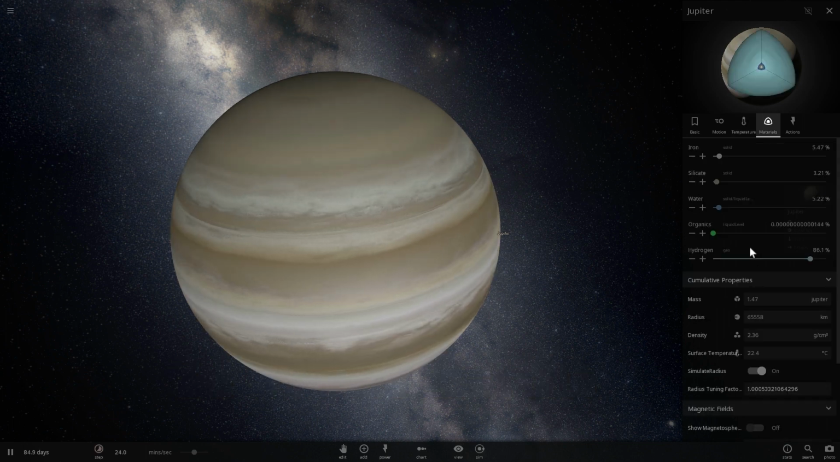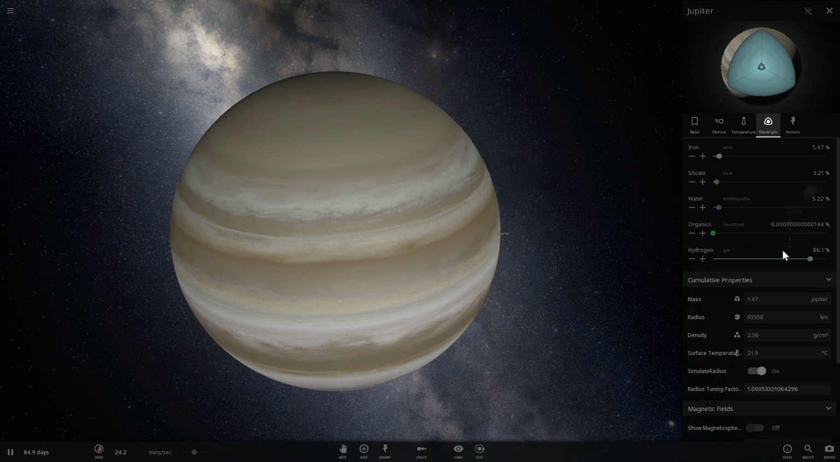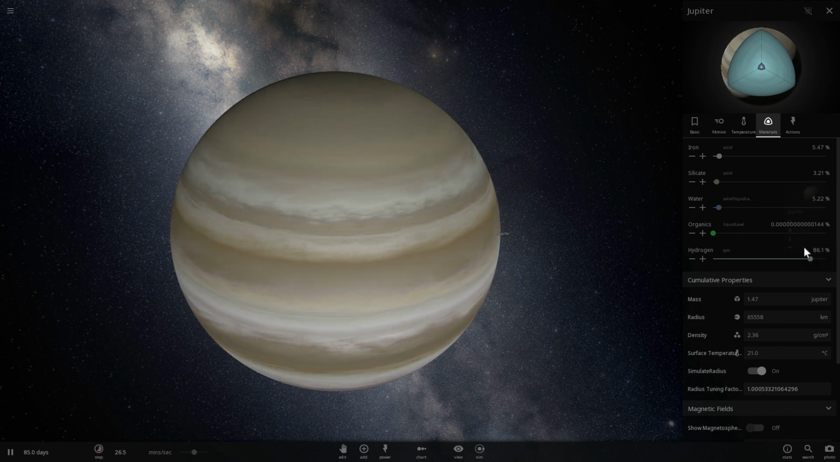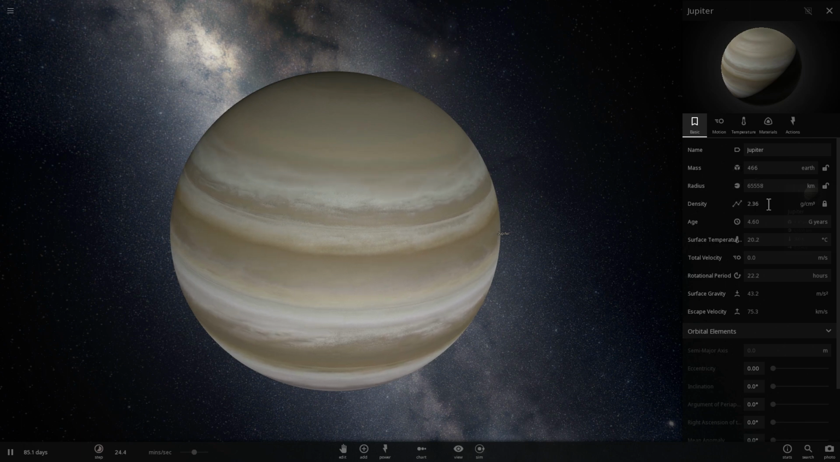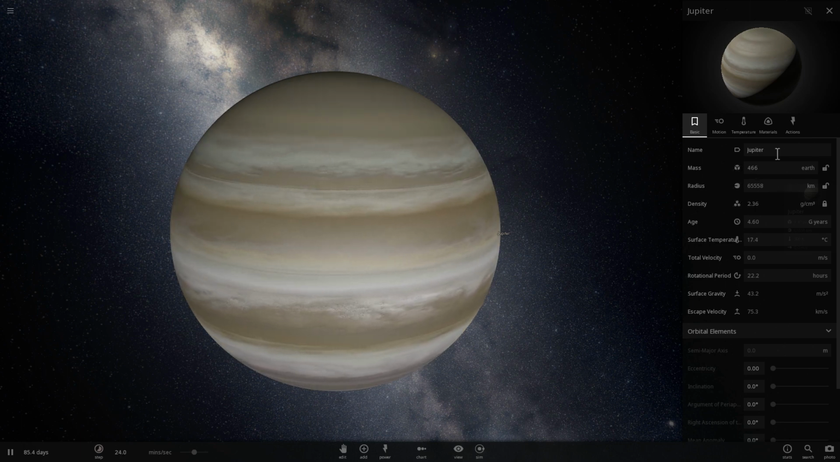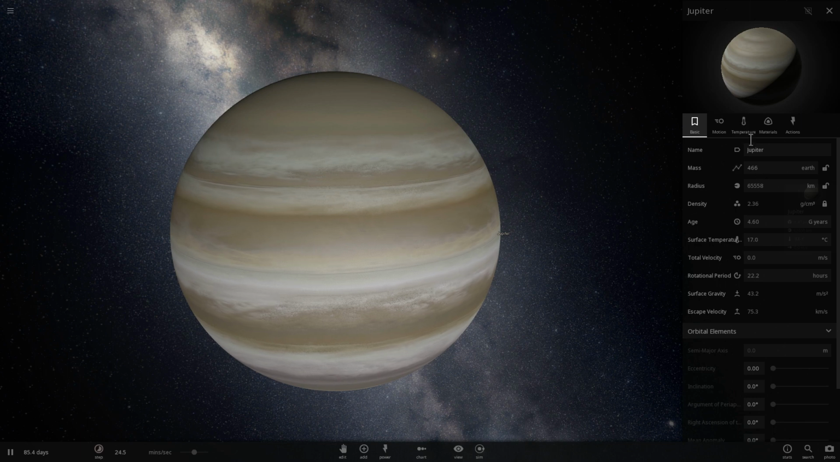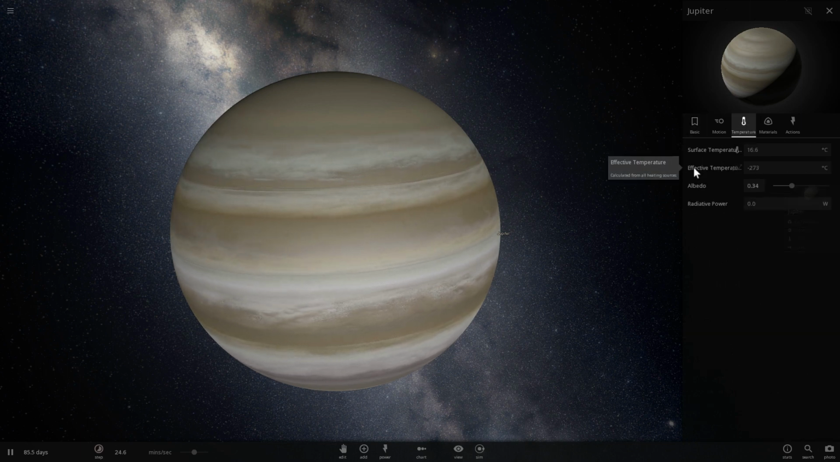And lastly, we need to figure out how big our gas giant is going to be, and this is going to be 86% hydrogen. So 86% multiplied by 466 divided by 100, and this will give us approximately 403 masses of Earth in terms of the size of a gas giant.